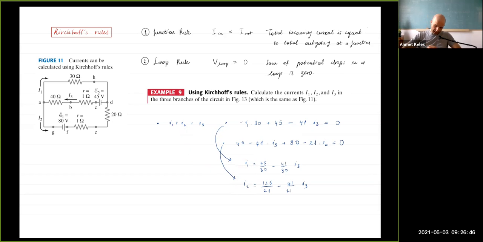So this will be, okay, 45 divided by 30 minus 40. Okay, I'm going to just copy it. It's taking time to write these things. Copy, paste, and take this one here. And this is a plus. This should be equal to I3. Okay, now I3, collect all the I3s together. I have 1 plus 41 divided by 30 plus 41 divided by 21 should be equal to 45 divided by 30 plus 125 divided by 21.